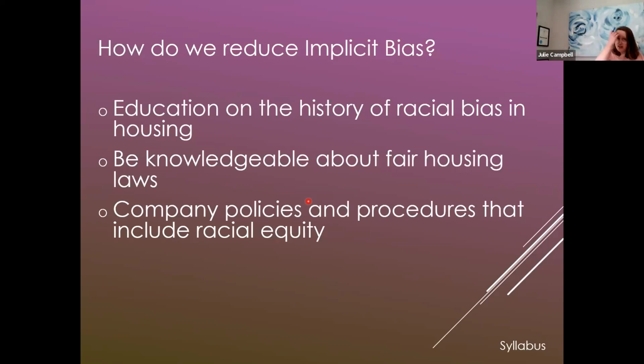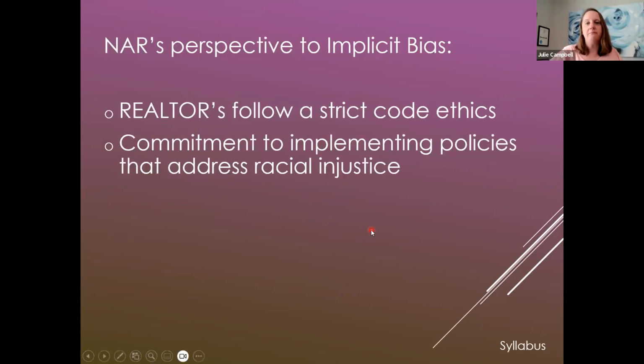And then, regarding implicit bias, the commission also encourages companies and firms to revisit their policies and procedures, and make sure that we don't have any inadvertent, maybe outdated, verbiage or anything that may be sensitive or seem discriminatory. So, constantly revisiting awareness, training, and education.